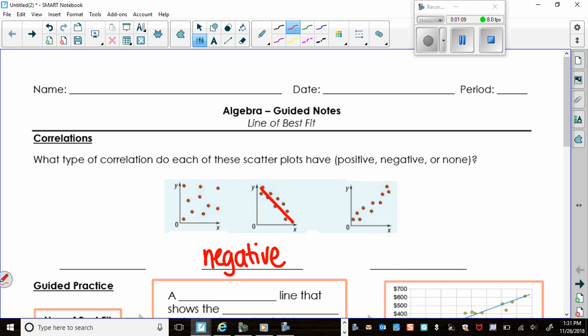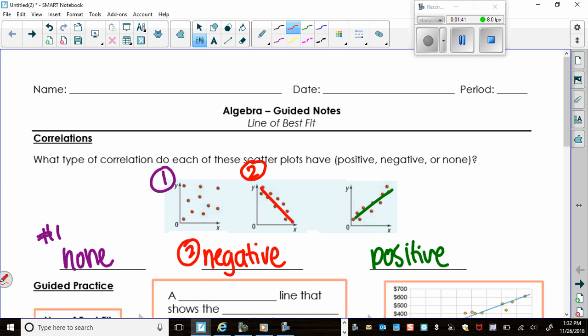For the third graph, if I were to make a line, it'll look like that. That is a positive slope. So a positive slope is a positive correlation. It all depends on the slope. Notice on the first one, I can't really say that there is a correlation there because they're all scattered everywhere. So there's actually none. So this is the first graph, which is this one. This is the second graph, which is number 2. And my third graph.